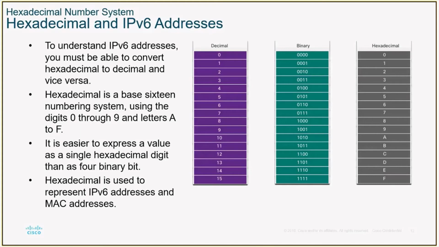Hexadecimal, of course, is a base 16 numbering system. So we have 0 through to 9 plus A through to F, which is what this table is showing. There are 16 possible values, 0 through to 15, as this column is showing us. The easiest way to do a conversion is to do these three columns side by side, so you can count from 0 through to 15.